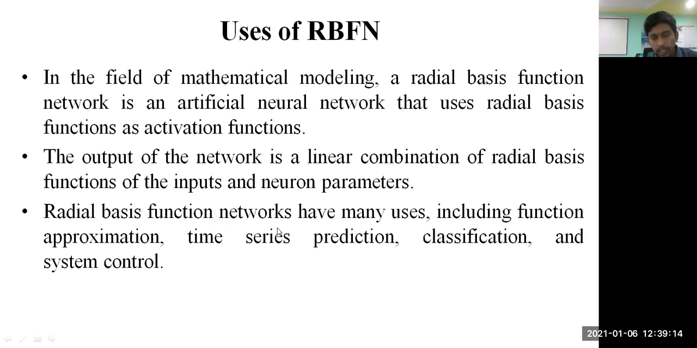Here you can see one important observation. In the field of mathematical modeling, a radial basis function network is an ANN that uses a radial basis function as its activation function. So instead of an activation function here, you have a radial basis function. There is no need for any activation function at this point.